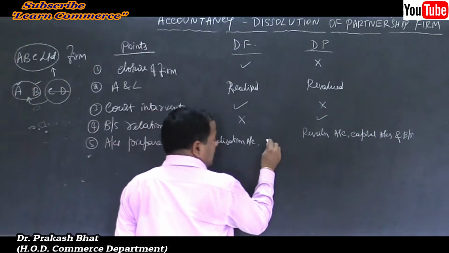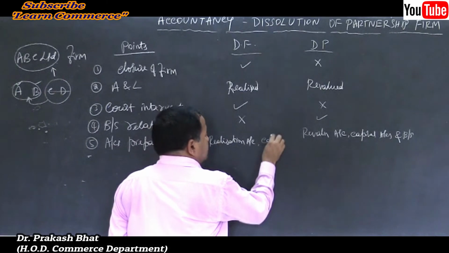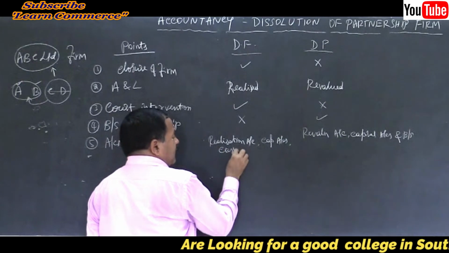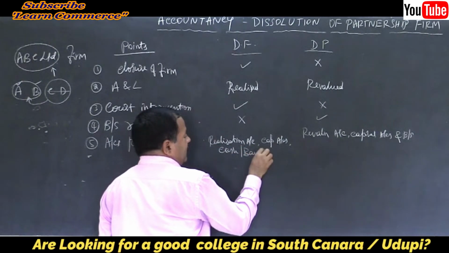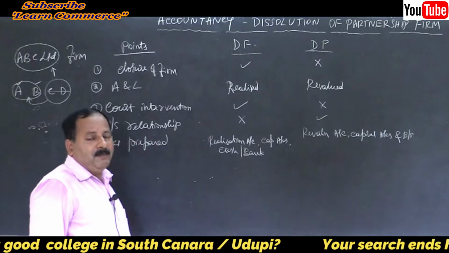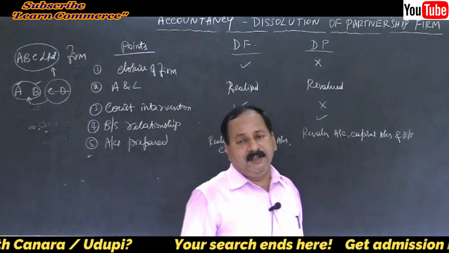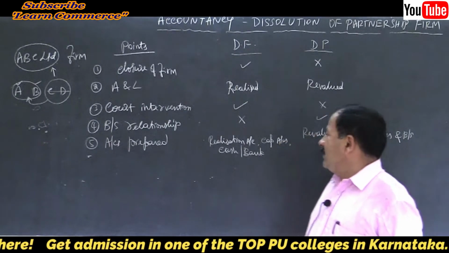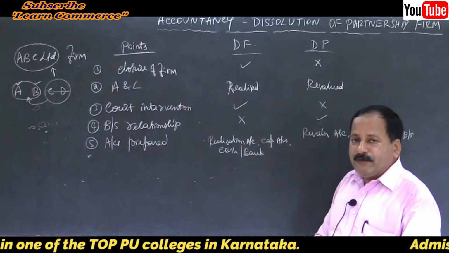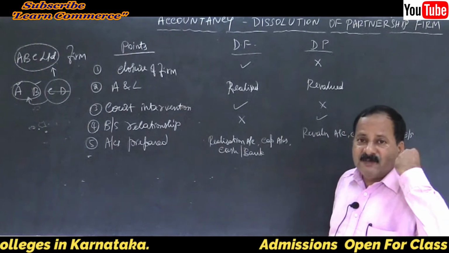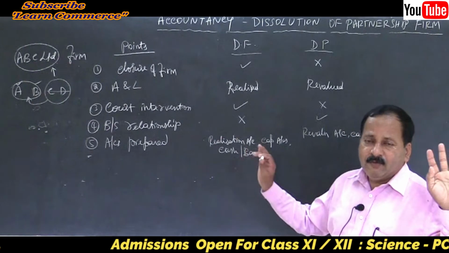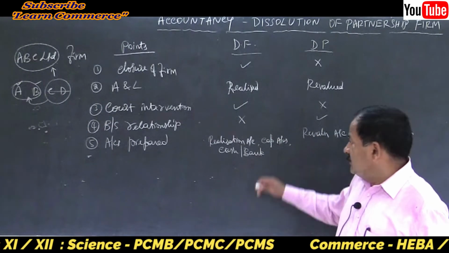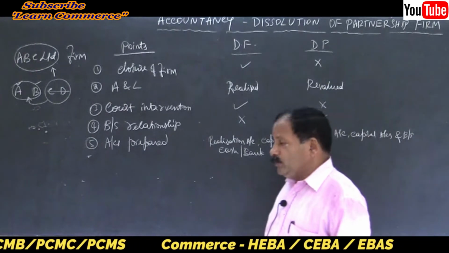Then, what else will you prepare? You will prepare capital accounts, no doubt. Then you will make the settlement of the amount payable to the partners or outsiders. Internal liabilities and external liabilities will be settled. So you will prepare a cash or bank account, no balance sheet, because the firm got dissolved, everything has been sold, and we have to pay whatever we are supposed to pay. So here we will prepare a cash or bank account, no balance sheet here.